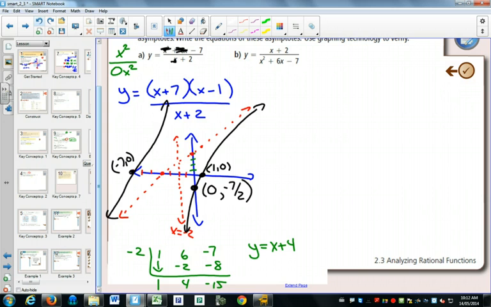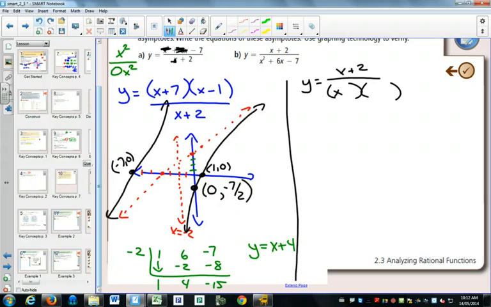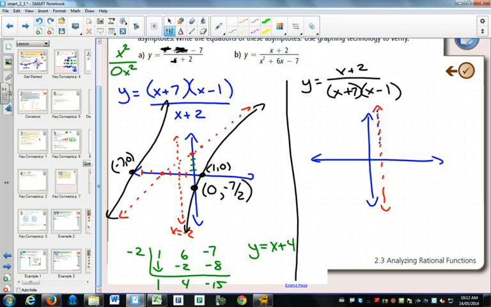For B, again, we're going to factor completely. It's the same question, just flipped, right? Nothing cancels out. So when we start with your vertical asymptotes, you're going to get a vertical asymptote at 1 and over here at negative 7.